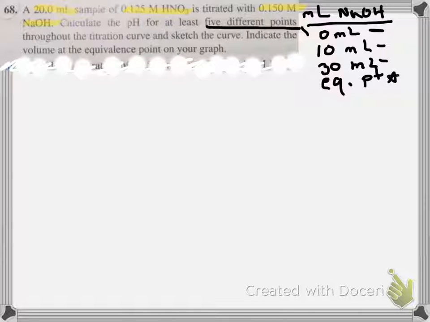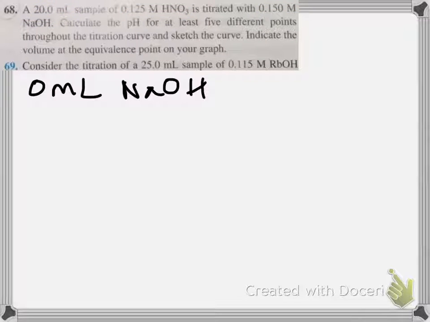And then another good point to have is the equivalence point. The initial point and the equivalence point are really key for drawing a good titration curve. The other points, you could have picked different volumes of NaOH. So we're going to start by calculating the initial pH. So this is when we have 0 milliliters of NaOH. So in our beaker, all we have is HNO3. That's all that's in that beaker.